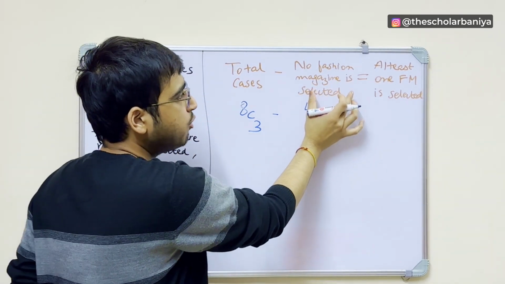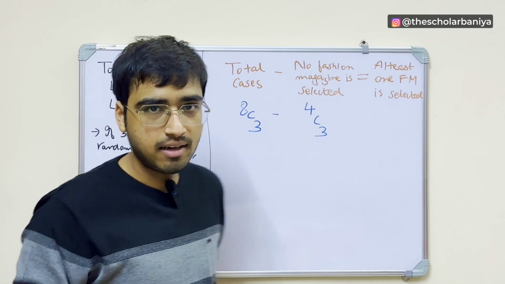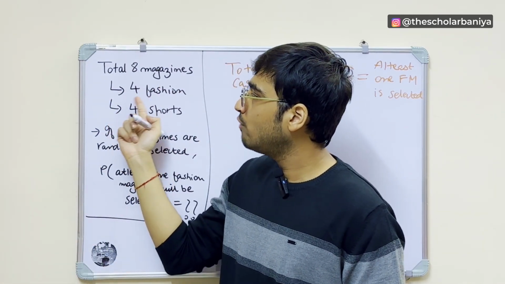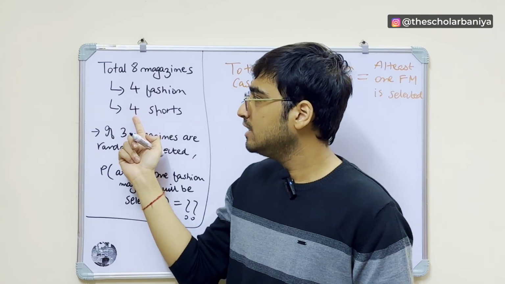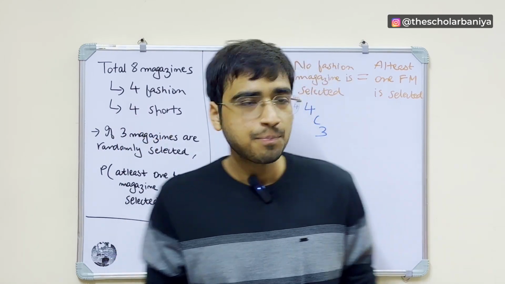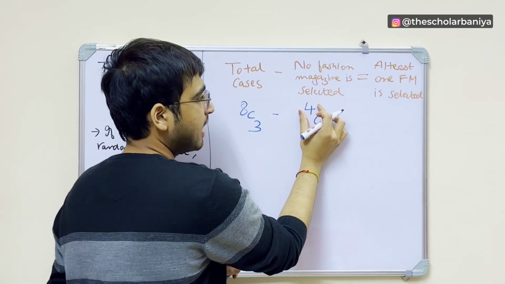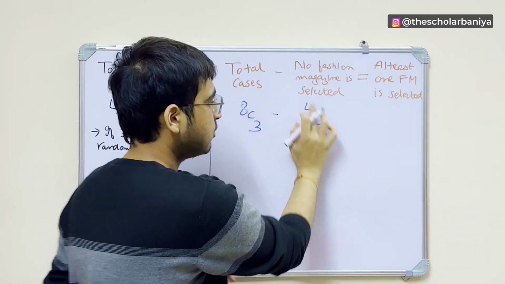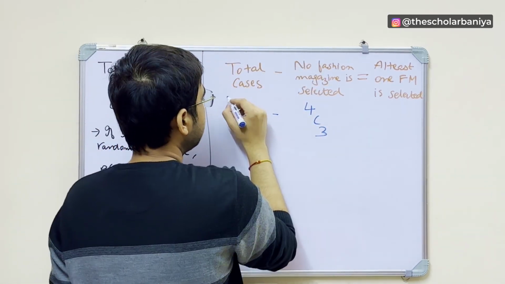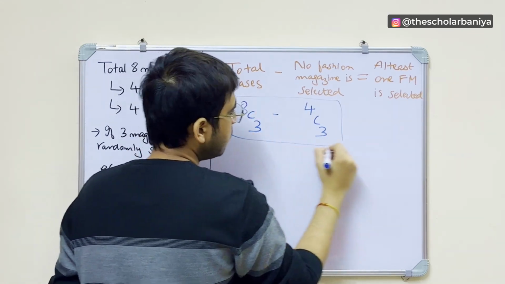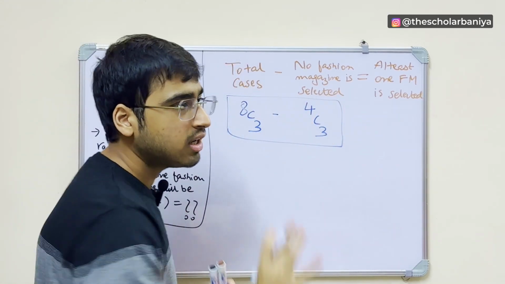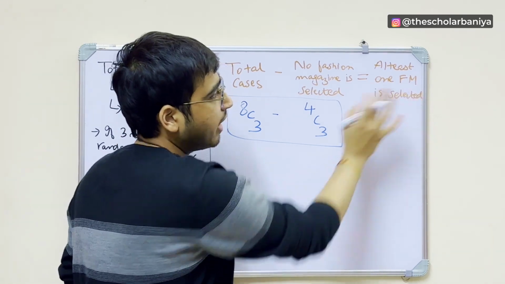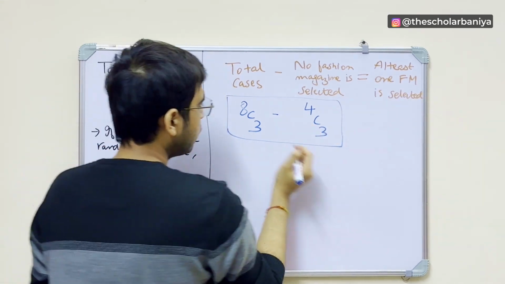Why? Because we have to assume that no fashion magazine is selected. There were 8 magazines, 4 were fashion, 4 were sports. We assume no fashion magazine is selected. That means all the magazines were sports. So there are 4 sports magazines, and how many do we have to select? We have to select 3 magazines. So that is why 4C3. So this becomes your final answer, right? So this will give you the total number of ways in which you can select at least one fashion magazine, right?